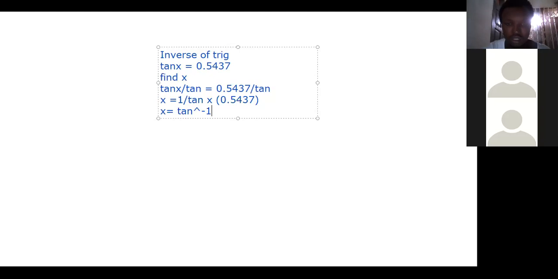That's tan inverse of 0.5437. And when it happens, here we are going to use our calculator. Check tan inverse on the calculator. We want to find the angle, so check the tan inverse of this. Use your calculator.